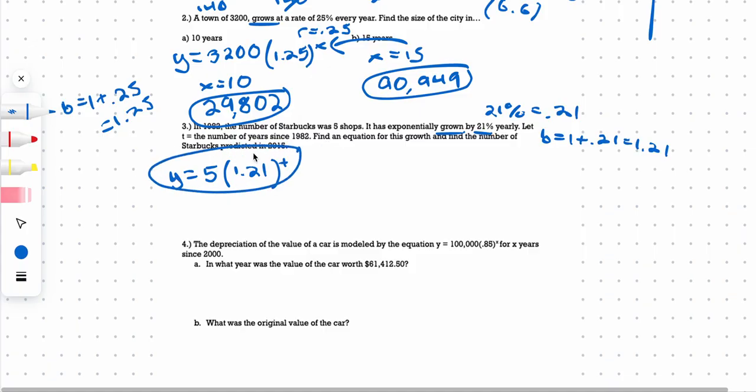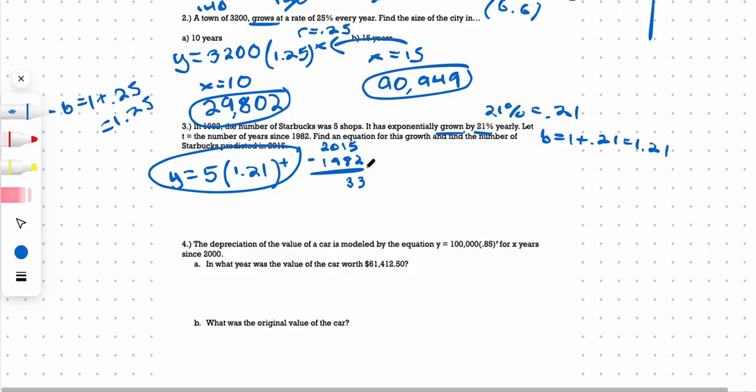Now we're trying to find the number of Starbucks predicted in 2015. That says 2015. Well, if we do 2015 minus 1982, that should be something like, what, 33?